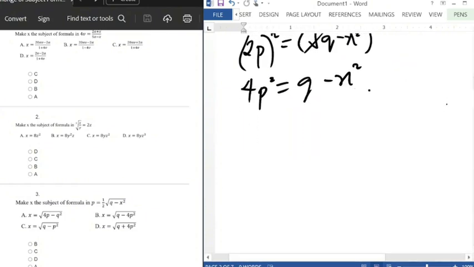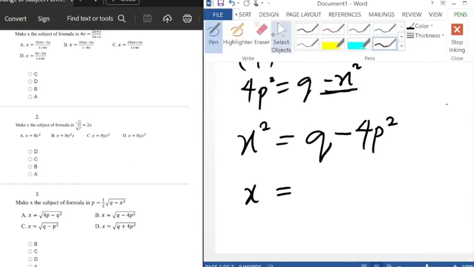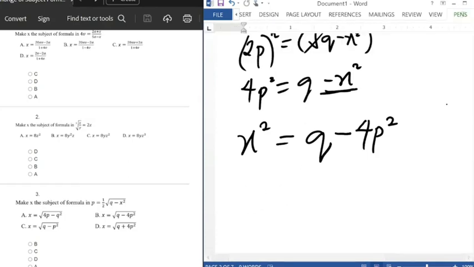So in that case, let's bring the unknown, what we want to make the subject of formula, to the other side. So we take this one to the other side, it becomes x squared equals q, then this will return to this side, minus 4p squared. So that means we have x squared equals to, now before we go into that, let me remove this. Okay, so what we're going to have is this.